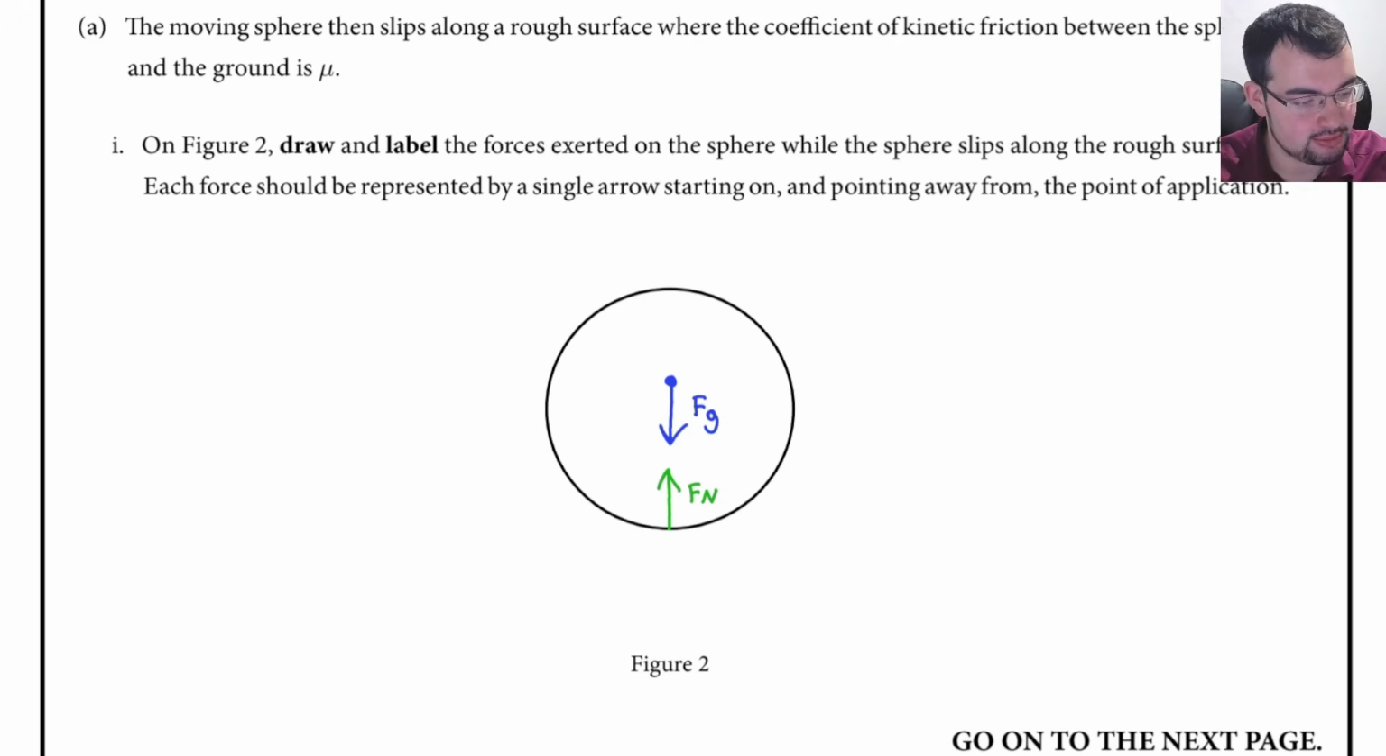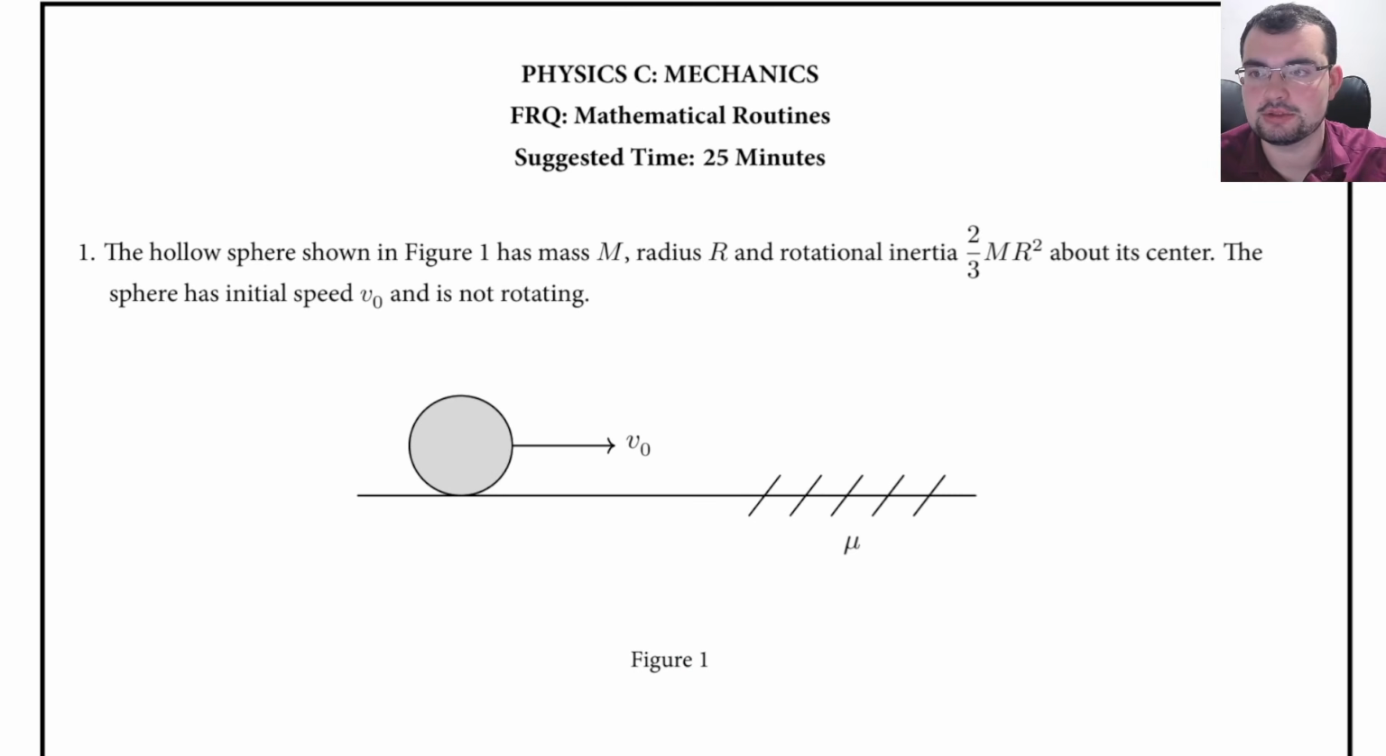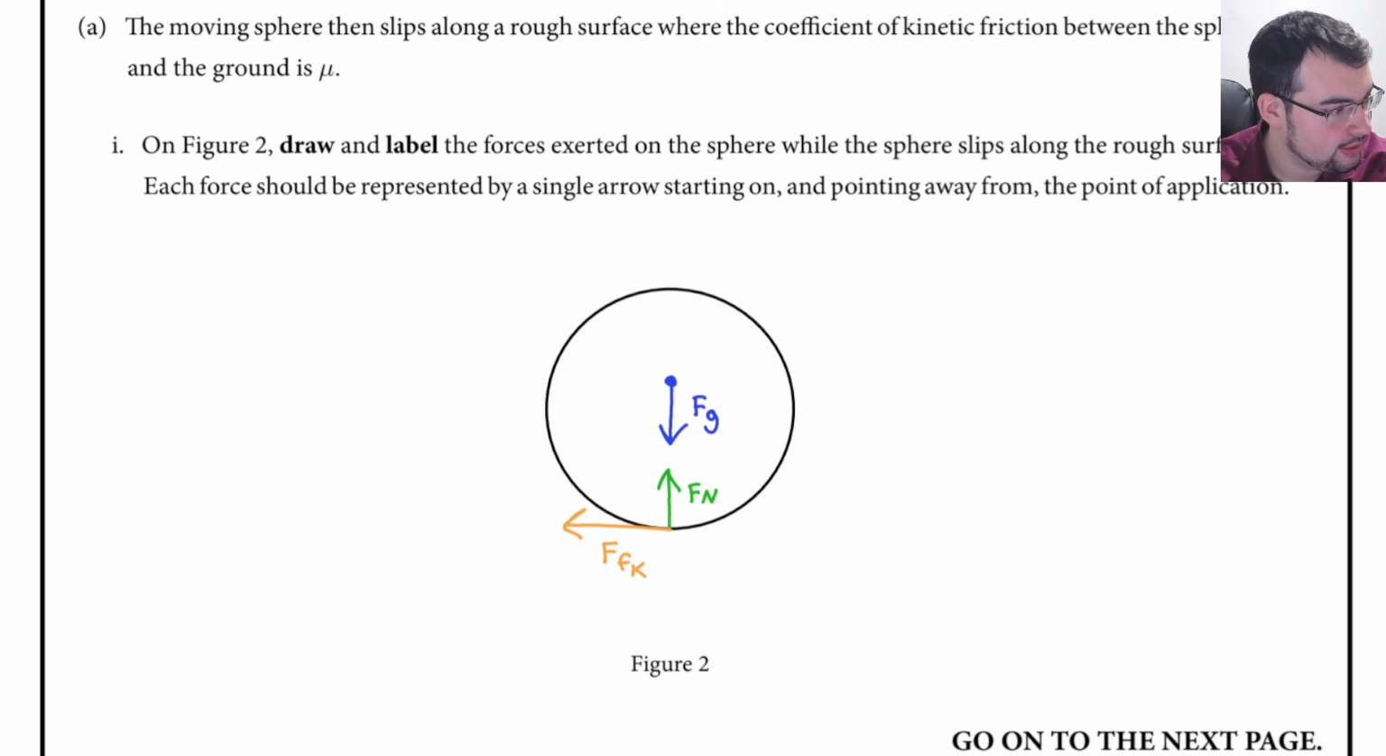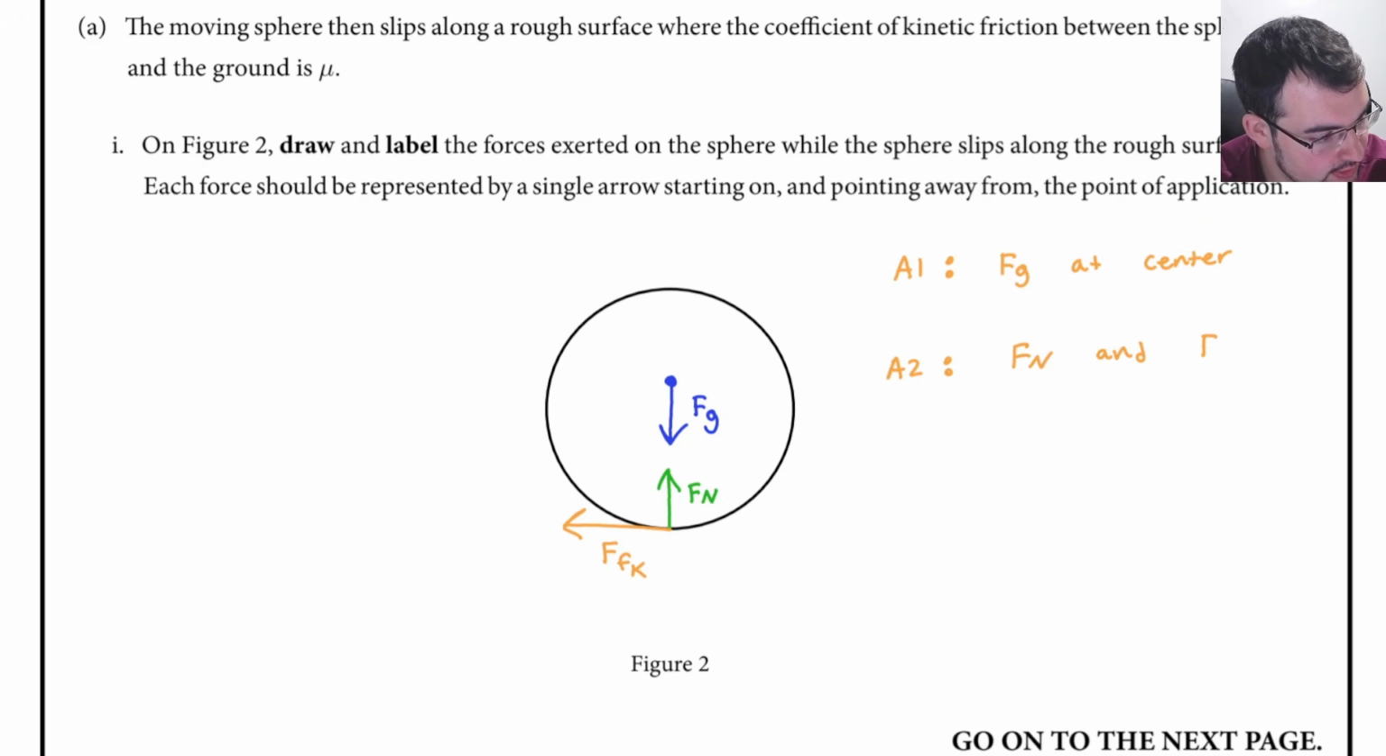And then this is slipping, and it is moving to the right. So since the sphere is moving to the right, to oppose sliding or slipping here, our frictional force is going to point to the left. So how do you get your points here? Well, you get point A1 by drawing the gravitational force at the center, and you get point A2 by drawing the other two. So you have to draw Fn and kinetic friction at the bottom.